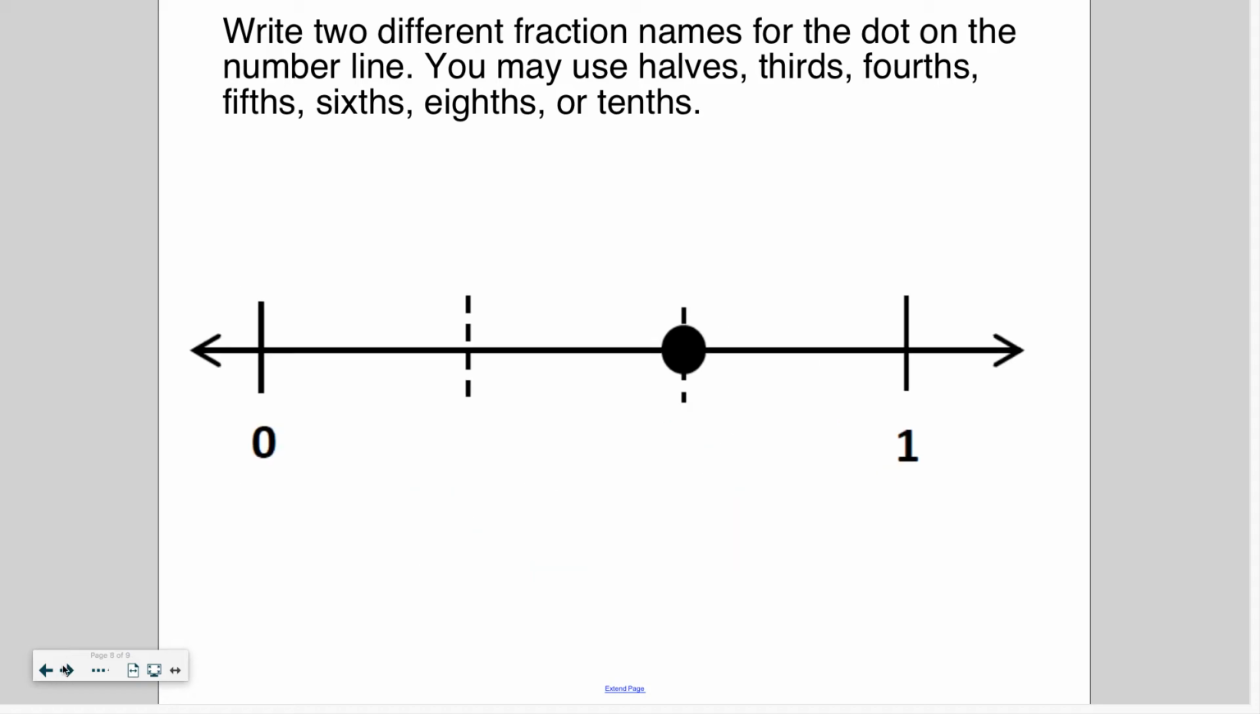So I want you to try this one. Now notice this is not fourths anymore. I have 3 parts instead. But I am starting at 0, so you don't have to figure out what the whole is, because you can just count on. So I want you to try and find 2 fraction names for this dot, 2 fractions that are equal to each other at this point on the number line. Please pause now, solve on your own, then press play to check your work.